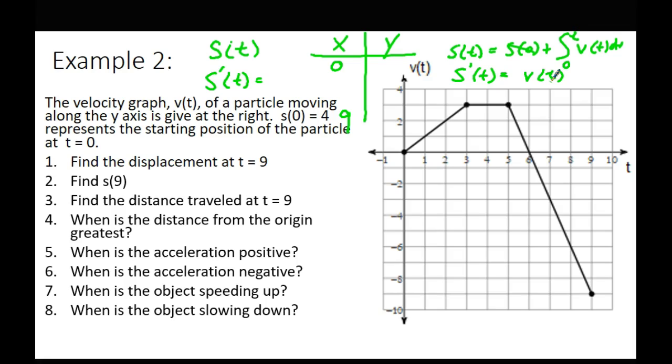So if I'm trying to find out my mins and maxes, let's return to this. You use the endpoints and the place where the derivative equals 0. Now the derivative of S of t is what? V of t. And I want to know where that equals 0. Where does V of t equal 0? 0 and 6. In other words, where it touches the x-axis. Your critical values are where it touches the x-axis.